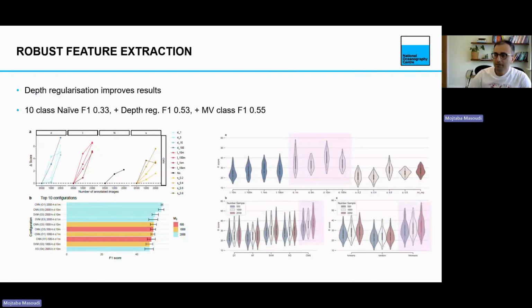About predictions, in that paper we discuss how depth can improve the result. For example, if you have a 10-class naive dataset with an F score of 33, with depth regularization we can increase it to 53, and with multi-view classification you can increase it up to 55, which was a promising result.